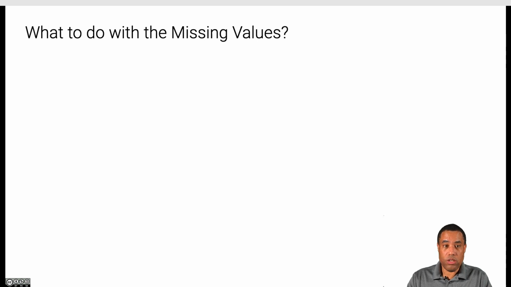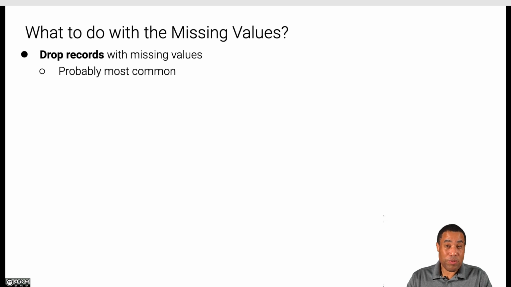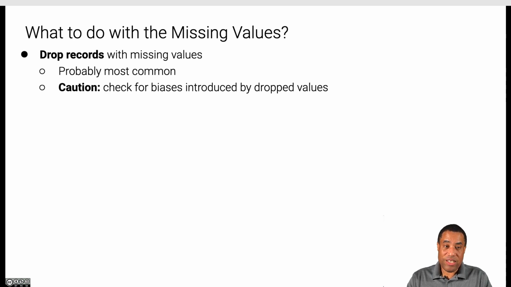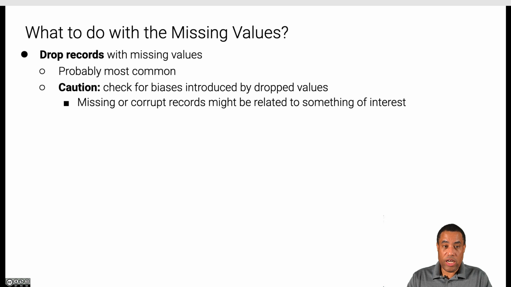Now the question is, what do I do when I have a missing value? Well, one alternative is to just drop records that have missing values. This is probably the most common approach that people use. But you have to be careful, because when you drop values, you might introduce some biases in the remaining values. It's important to understand whether those missing or corrupted records might be related to something of interest. Simply because the blood pressure values are the same between two visits doesn't necessarily mean that all the other data is corrupted or falsified. It begs a question we need to investigate, but we don't necessarily want to simply throw out the entire record simply because one field is corrupted.